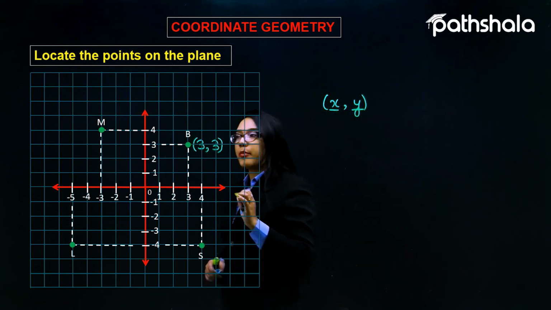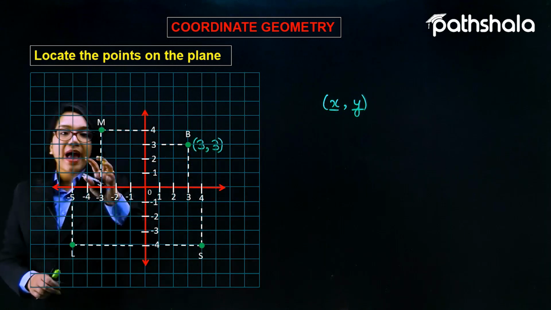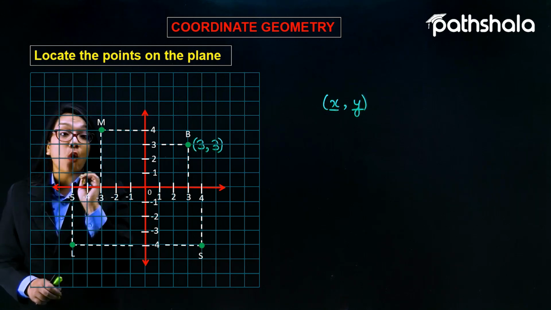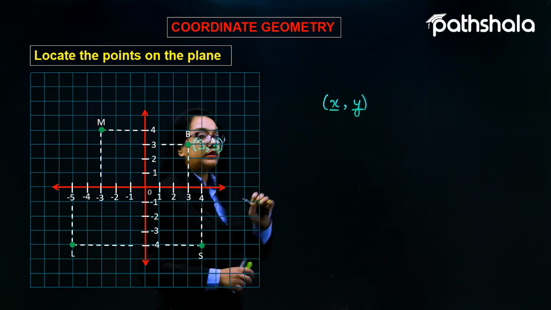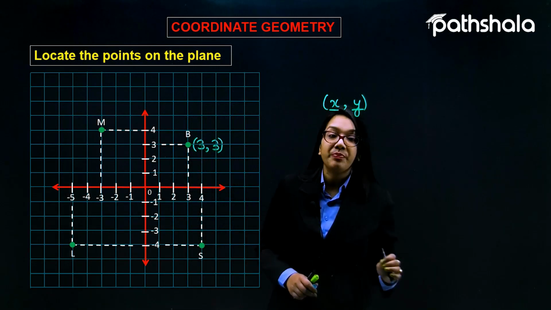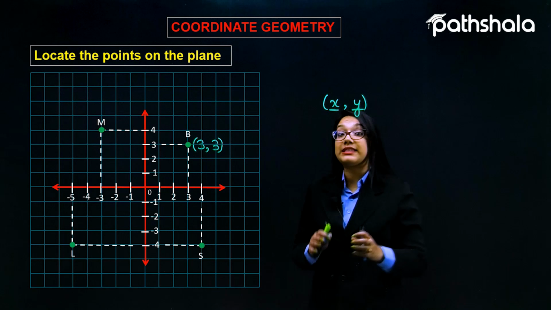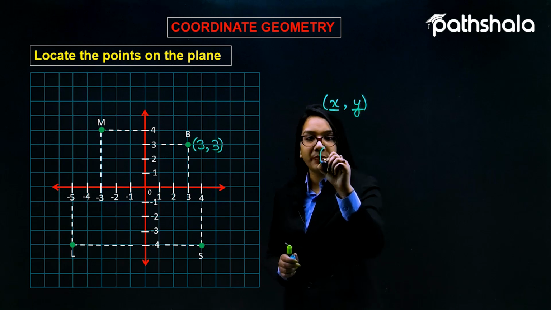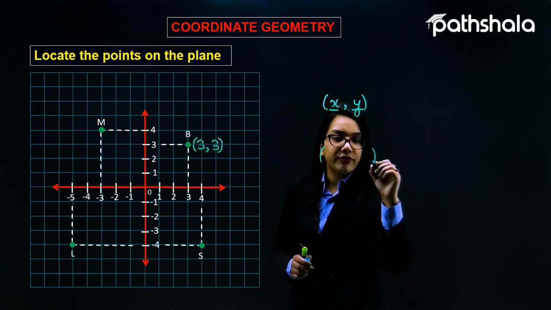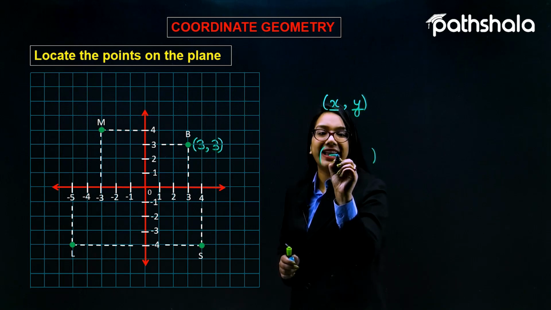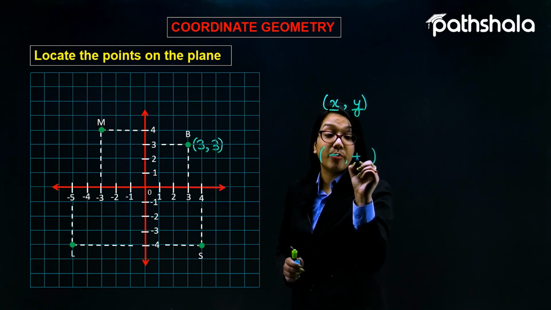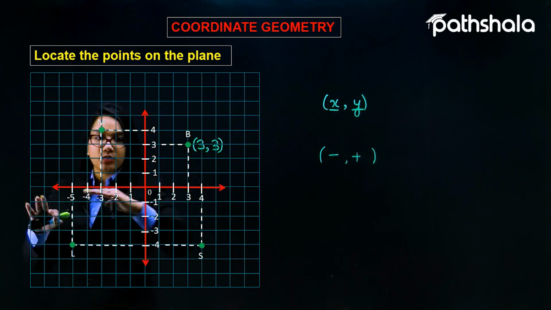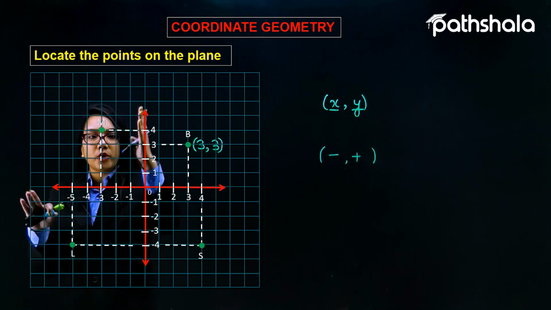Now let's talk about the point M. As the point M is in the second quadrant, what do we say about the second quadrant? Whenever any particular coordinate lies in the second quadrant, the signs of the coordinate will be of the form negative and positive. Why so? Because we can see over here there is a negative x-axis. This one is the negative x-axis. This is the positive y-axis.